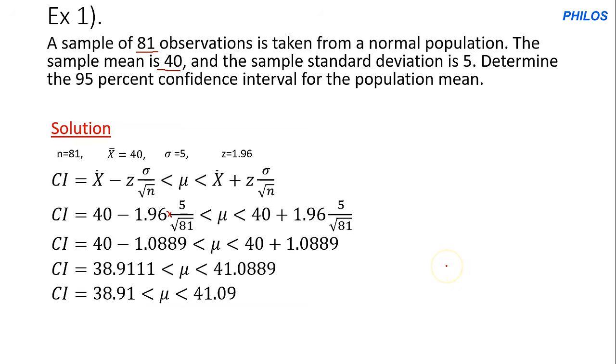Also, you can use the second formula, which says x bar plus or minus z times standard deviation over root n. So when you substitute into this, you have 40 plus or minus, our z was 1.96, isn't it? And our standard deviation is 5. Then divided by square root of 81 because our n was 81. So when you use your calculator to compute 1.96 times 5 over root 81, you get 1.0889.